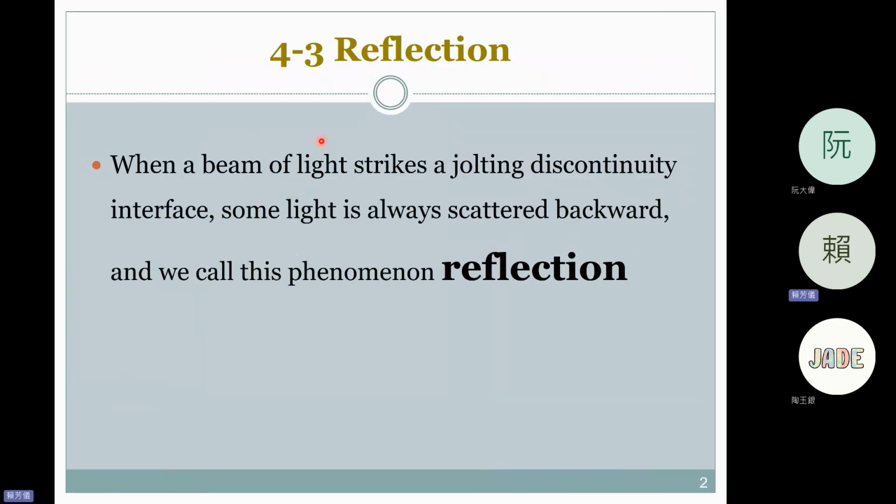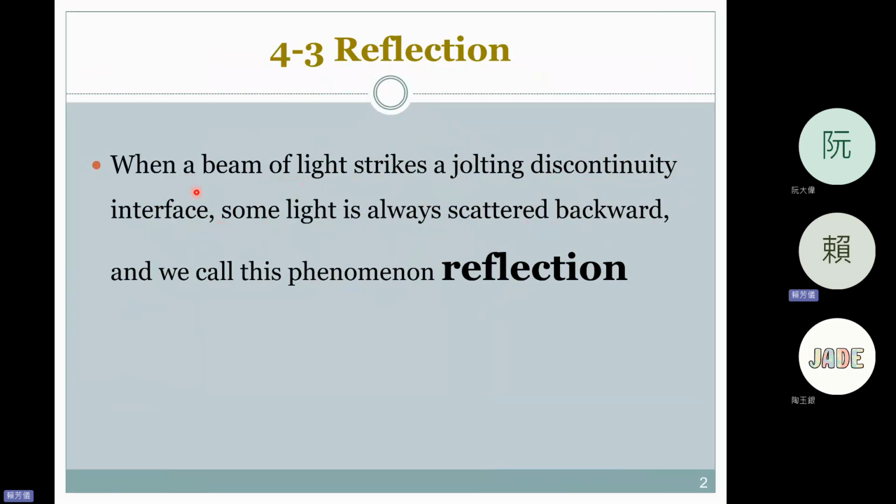So here we just make a clear definition of reflection. We say that when a beam of light strikes a discontinuity interface, some light is always scattered backward, and we call this phenomenon reflection. So the important point is when the light meets a discontinuity interface.